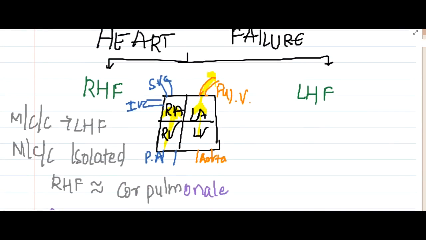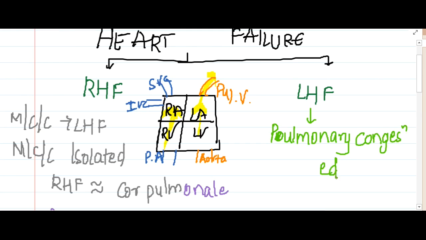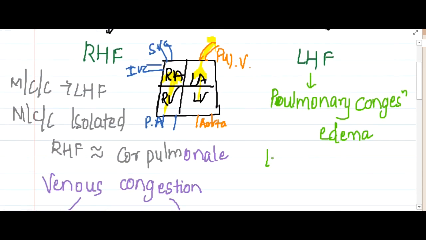Now if you take the example of left heart failure, as I have already said, there will be back pressure to the left atrium, from there to the pulmonary veins, and from there to the lung. So here you will see congestion of the lungs. It causes pulmonary congestion and also pulmonary edema. You will see wet, boggy lungs histopathologically.